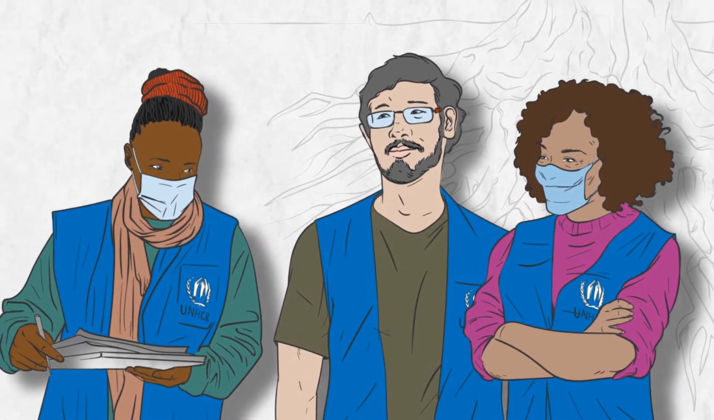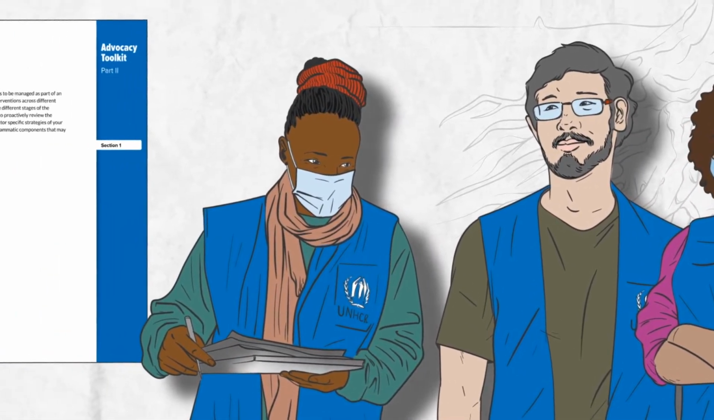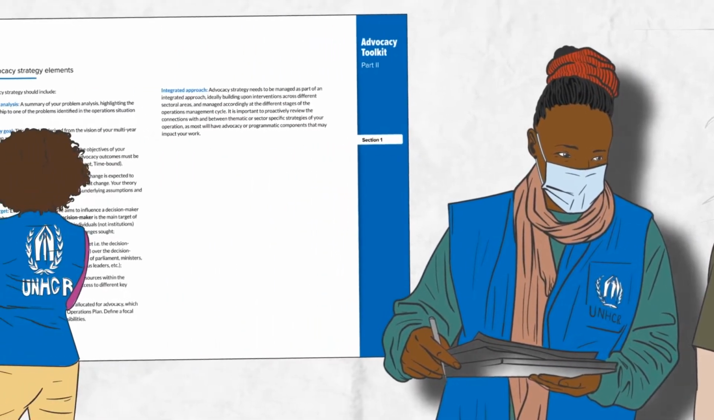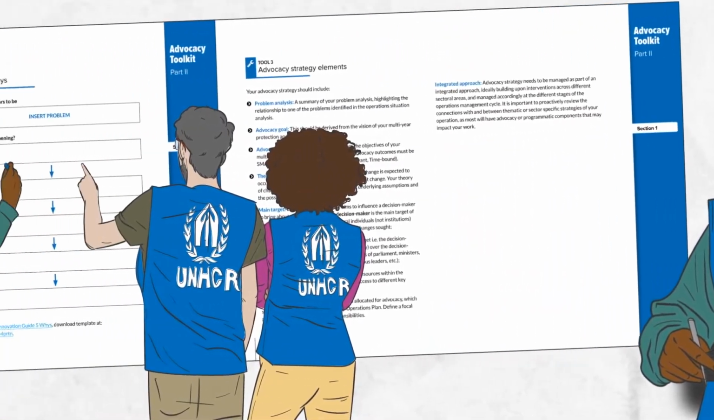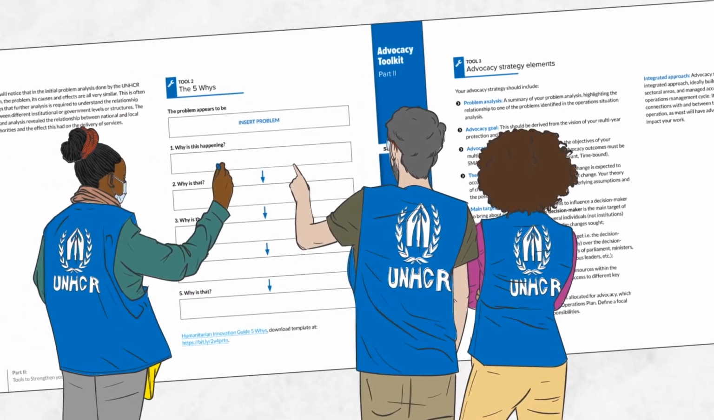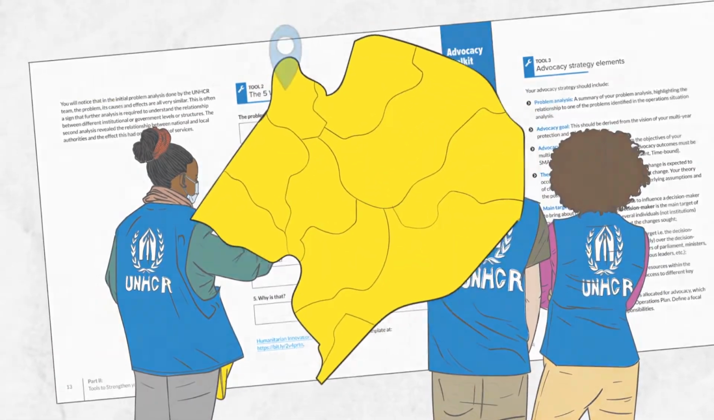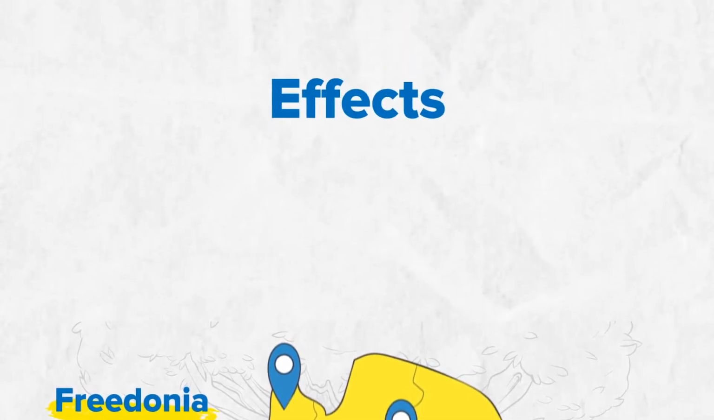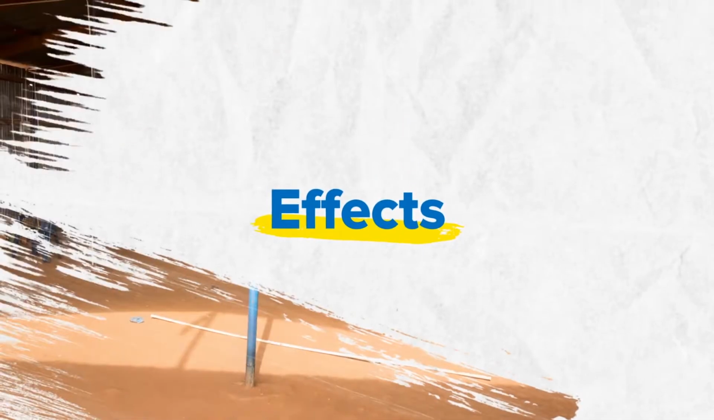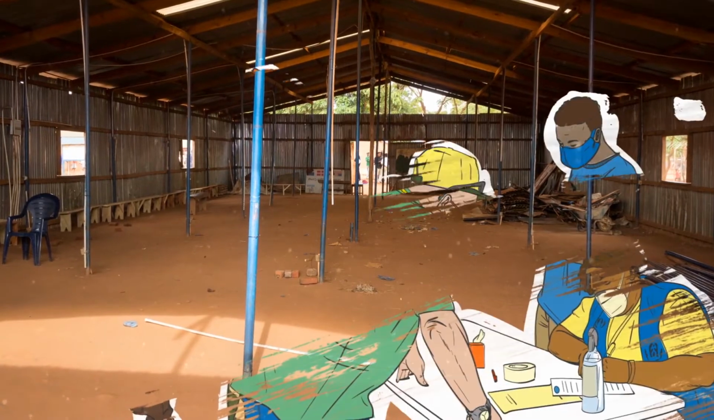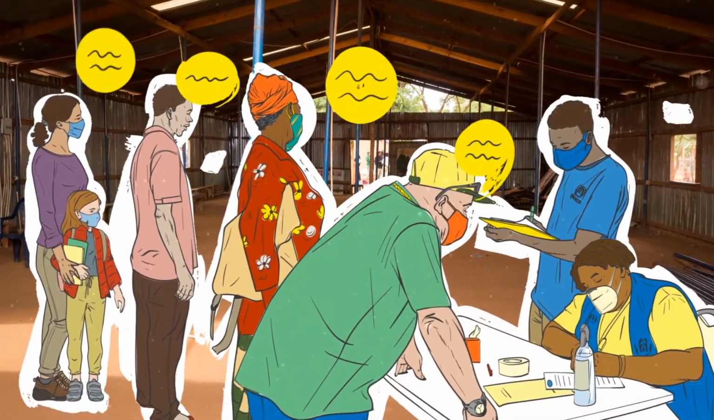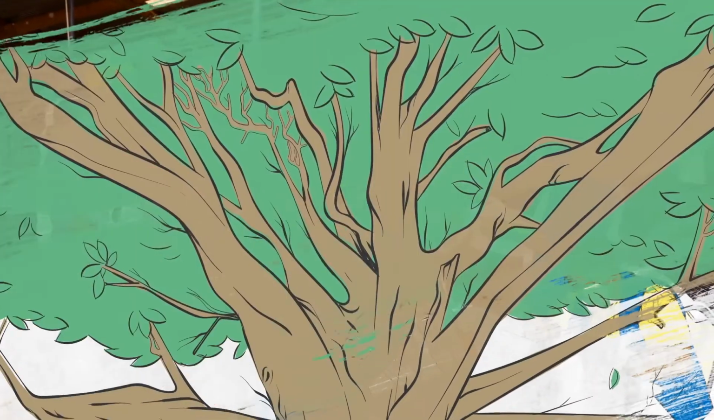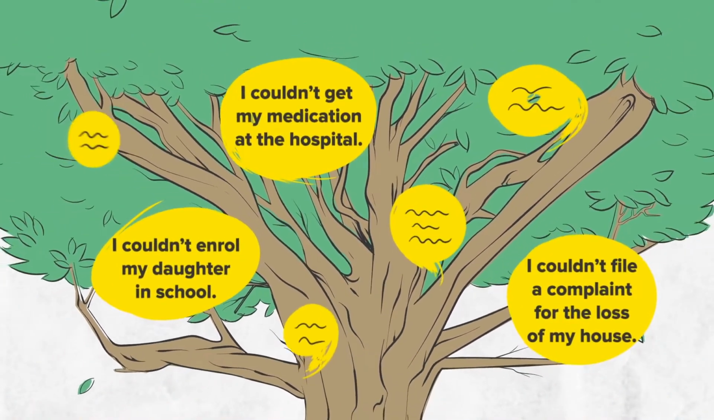Finding the root causes of a situation or a problem in essence implies repeating the question why many times for each answer until we get to the bottom of it. Now let's see an example. First, take note of the visible issues or effects. UNHCR is often approached by asylum seekers and refugees who have no access to services. This is exactly what is happening in Fredonia.